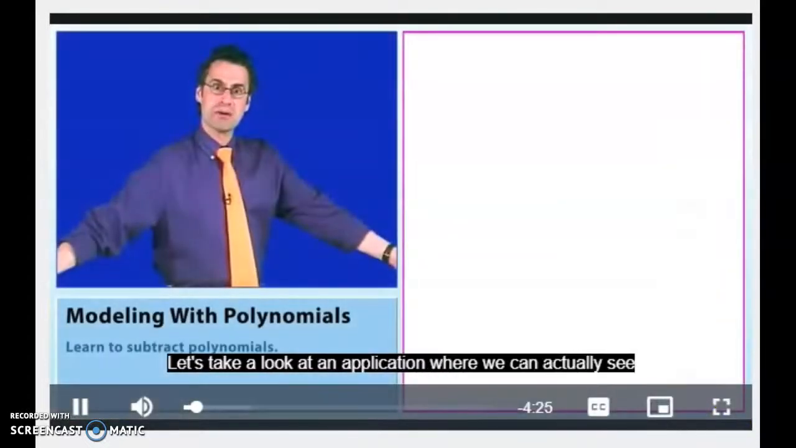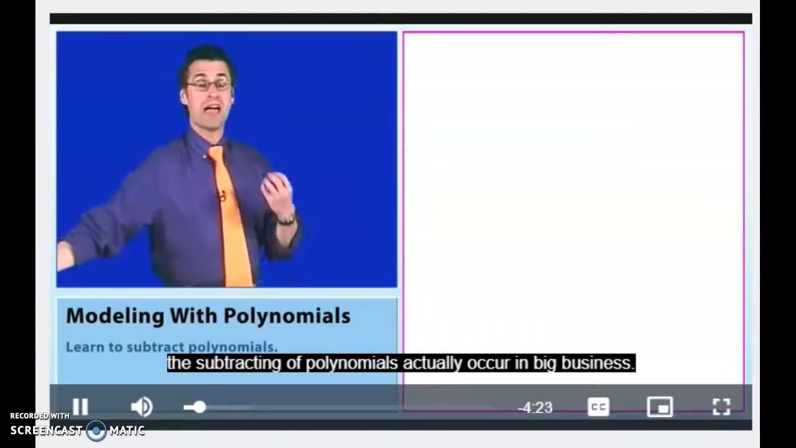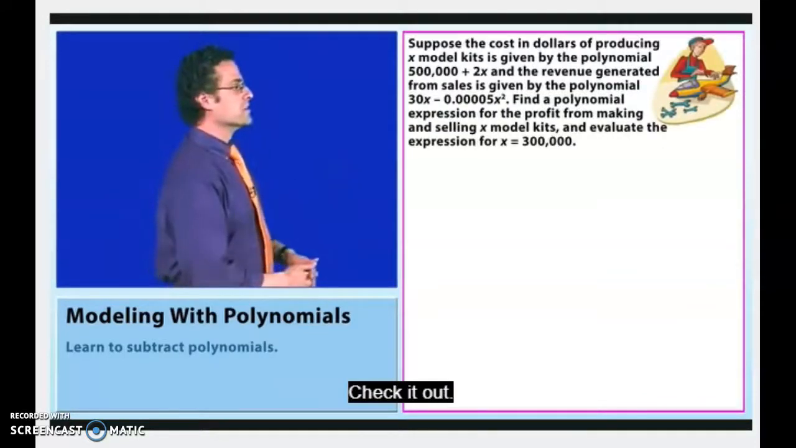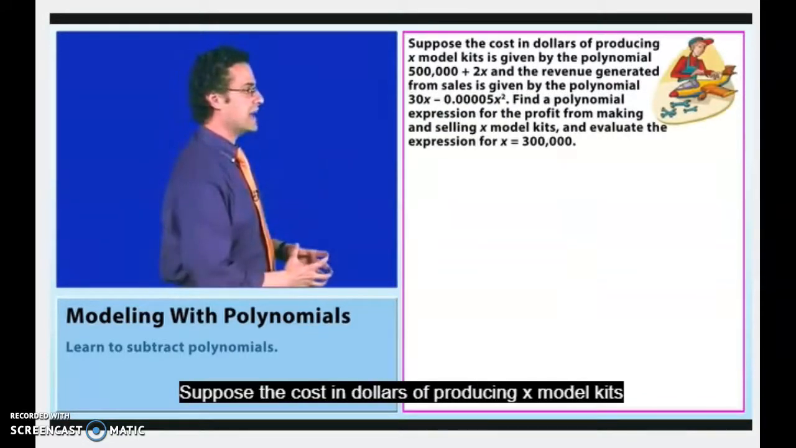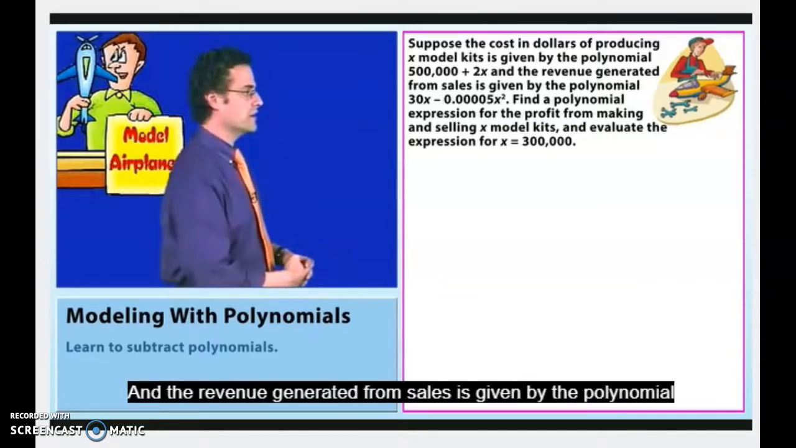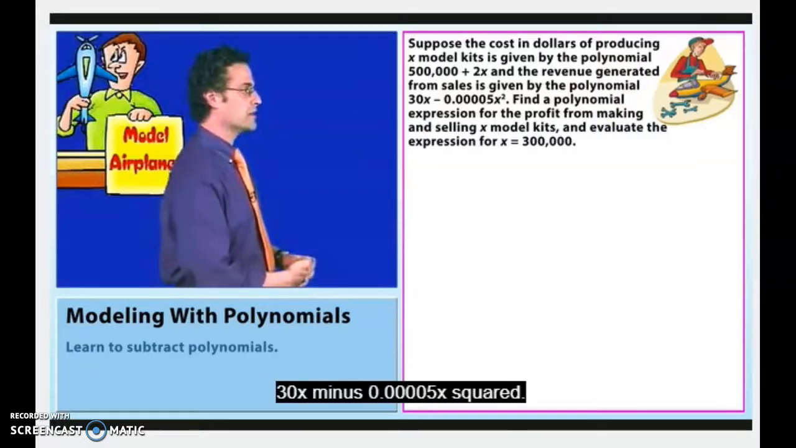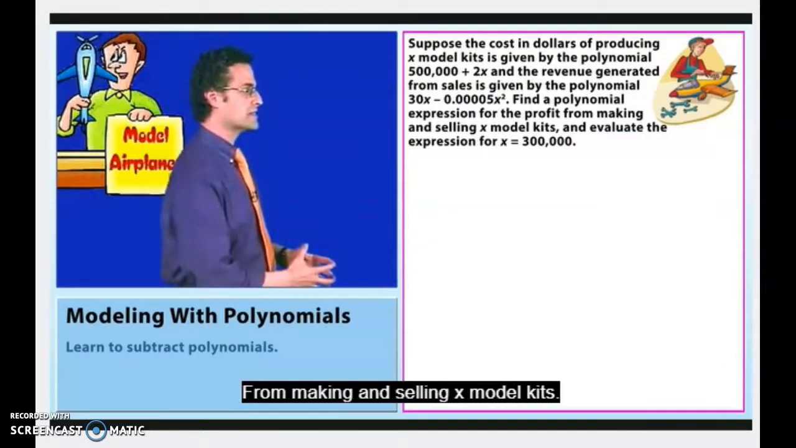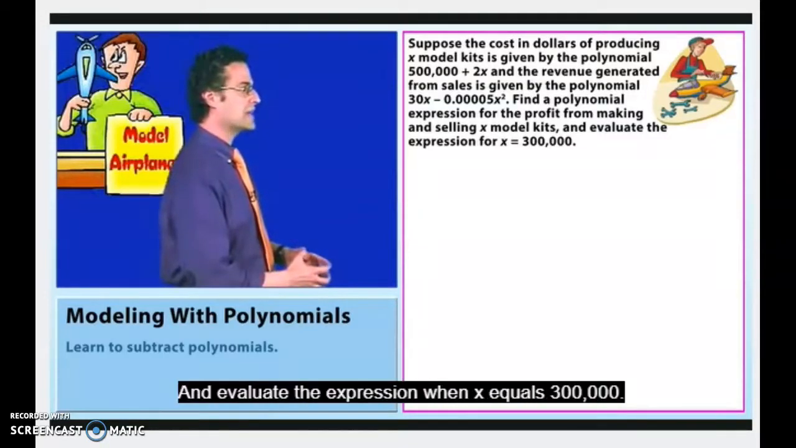Let's take a look at an application where we can actually see the subtracting of polynomials occur in big business. And it really does. Seriously. Check it out. Suppose the cost in dollars of producing x model kits is given by the polynomial 500,000 plus 2x, and the revenue generated from sales is given by the polynomial 30x minus 0.00005x squared. The question is, find a polynomial expression for the profit from making and selling x model kits, and evaluate the expression when x equals 300,000.